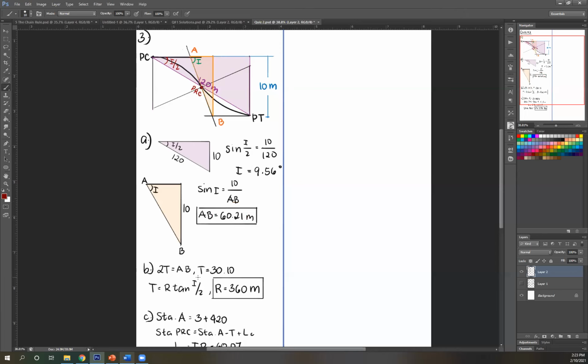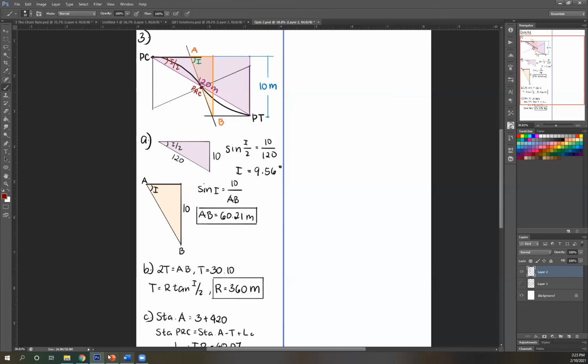Now I know T. I'm looking for R. I is already solved for as well, which is 9.56. So plug that in here. So T equals R tangent I over 2. Therefore, R equals 360 meters. Done.